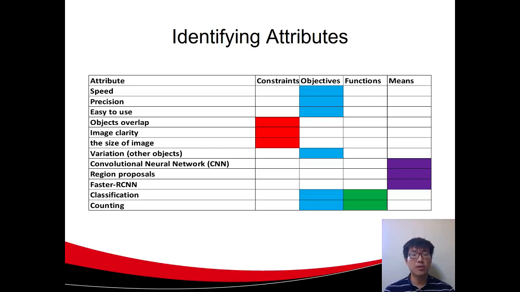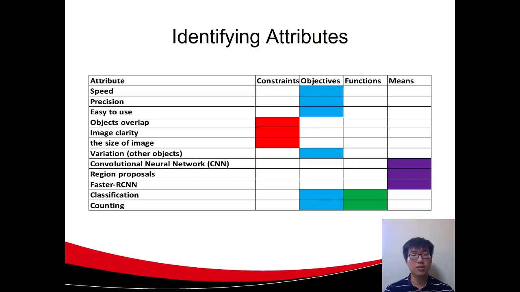The objectives of our project are speed, which means the running time of our program should not be too long. Precision means that the output should be correct. Easy to use, which means that the user can learn how to use it quickly. Variation, which means that the program can be used in identifying other objects.